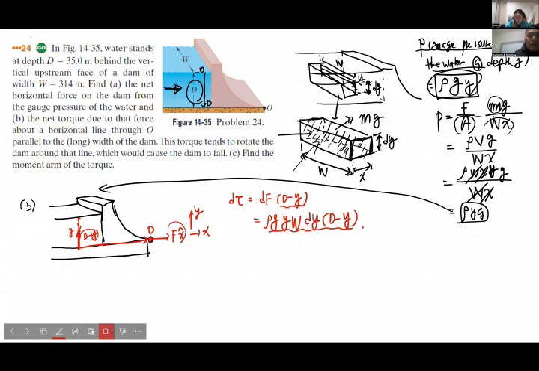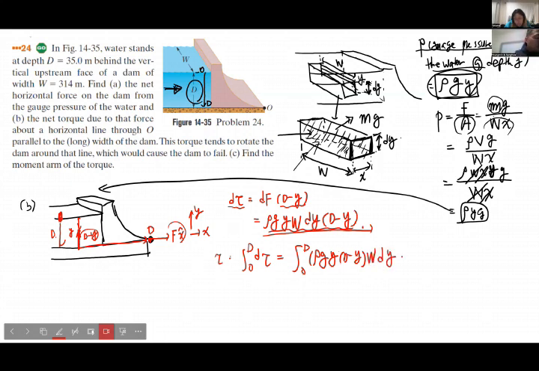So now all you need is to estimate the total torque from zero at the surface of the water down to d. So you have to integrate this torque from zero to D, and that is the integral from zero to D of rho g y (d minus y) W dy.